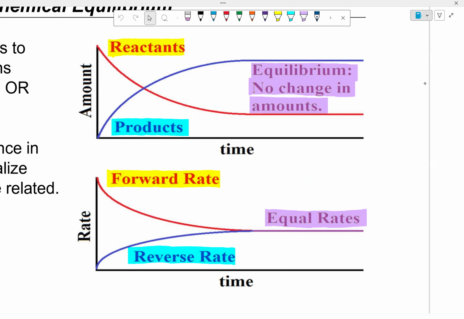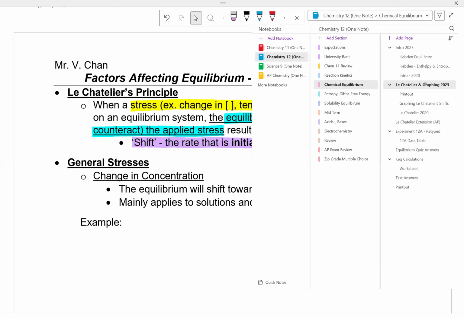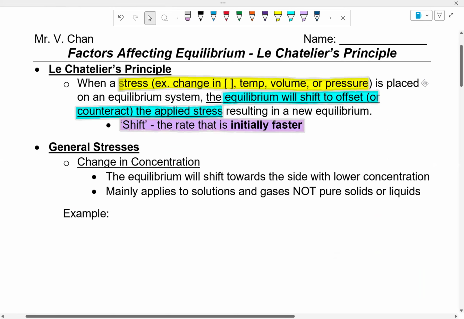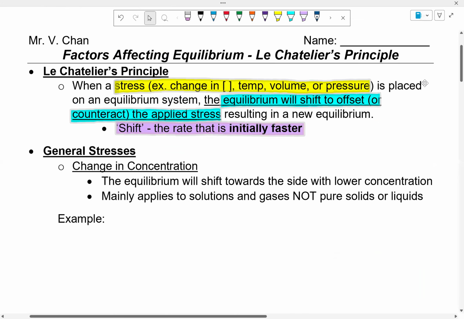Now, when we talk about shift or stress, this can apply to us in real life as well. For you folks, sometimes things change. You either move schools or you take on a heavier course load or you change your classes. That is considered a stress because your conditions have changed. But what matters is how you adjust to it. This is what we call our shift.